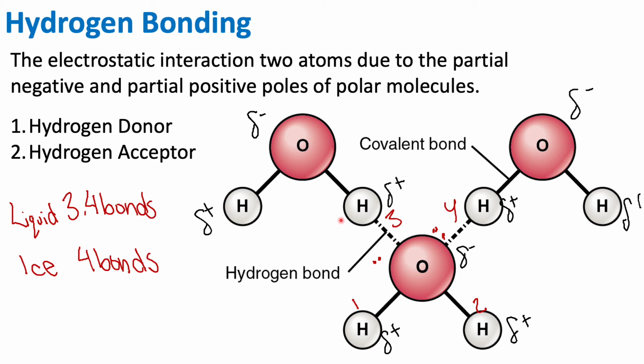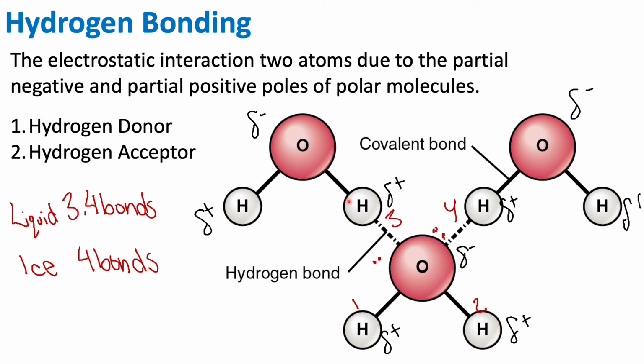Hydrogen bonding contributes to the melting point and boiling point of all molecules. It's important to remember that hydrogen bonding is not unique. It's not specific just for water. We can see hydrogen bonding in any type of molecule as long as those molecules are polar. Any polar molecule will exhibit hydrogen bonding. And when we see hydrogen bonding, it affects our melting point and boiling point.